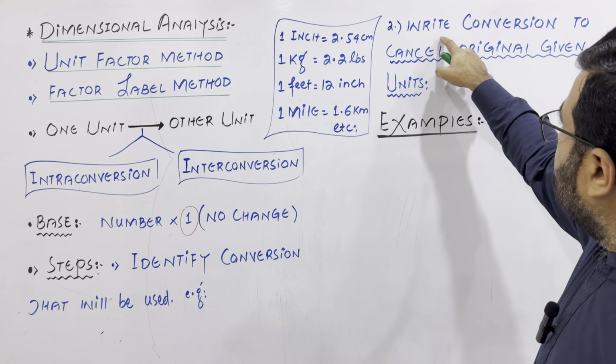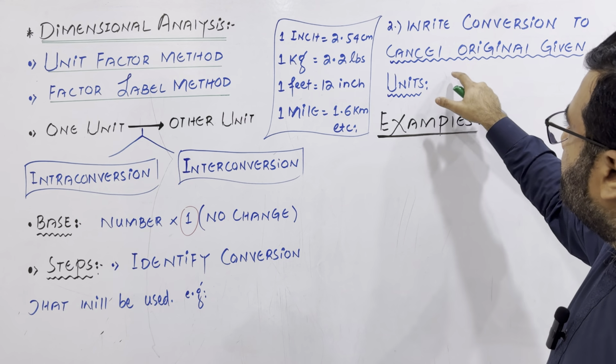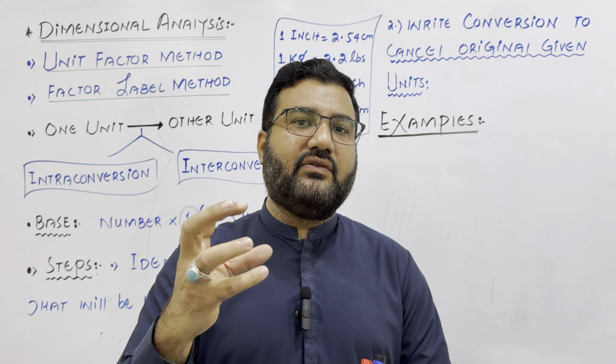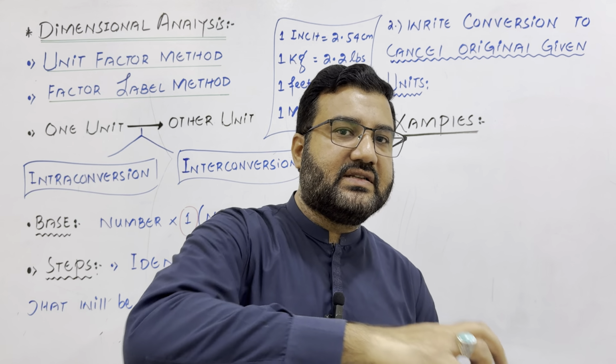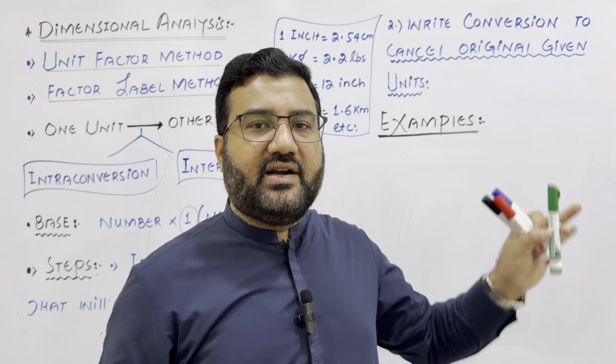The second one is write conversion to cancel the original given units. Obviously, you will have to cancel the given units and you will have to convert the value into the required units. So that is the second step, that cancel the original unit and convert it into the required unit so that you may get your required answer. Now, how these two steps work, the examples will make it clear.